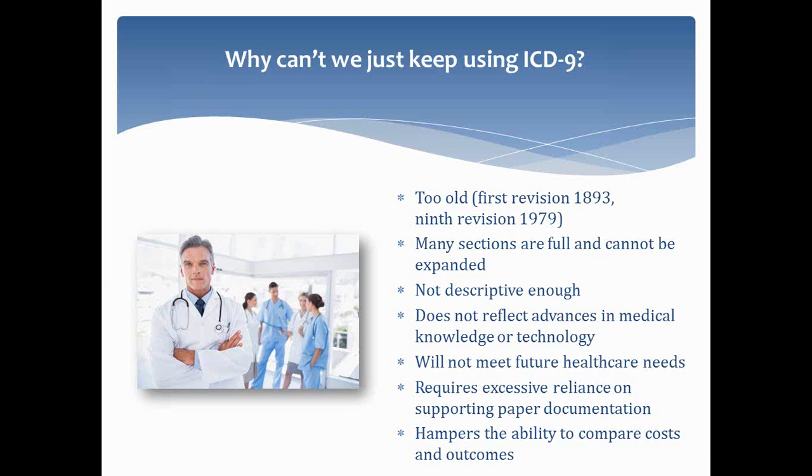So a lot of the sections are full. The current ICD-9 code set starts with 000 and works its way up to 999, and then there's D and E codes, but that's a finite fixed range, and so some of those sections cannot be expanded. Many of those codes, which were created long ago, are not descriptive enough. They tend to be vague and general, and so there's a lot of limitations and problems that come about when we use codes that don't describe well enough what's going on.